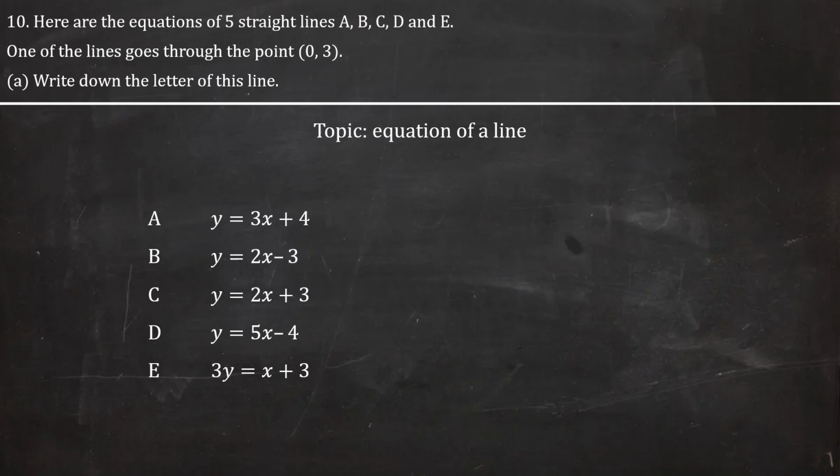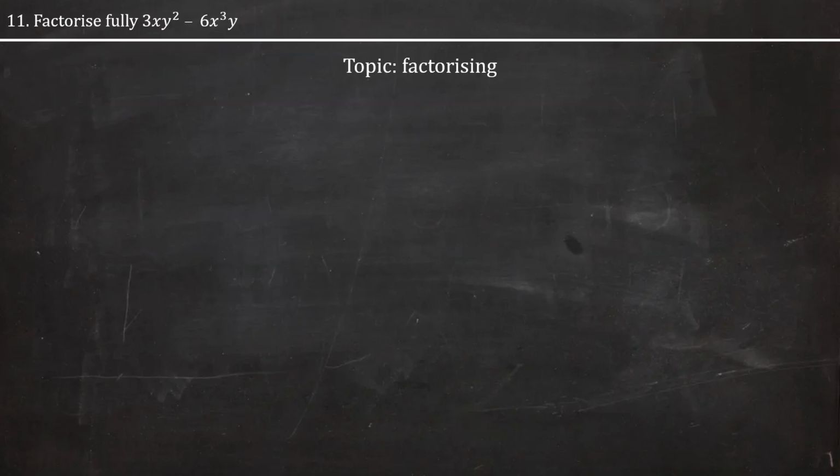Then, same lines, and it's asking which lines are parallel to each other. So parallel lines have the same gradient. So we need to look for which lines have the same gradient here. So those lines are going to be line B and line C. The gradient is always the coefficient of x. So it's going to be line B and line C. Next question, factorize fully that thing over there.